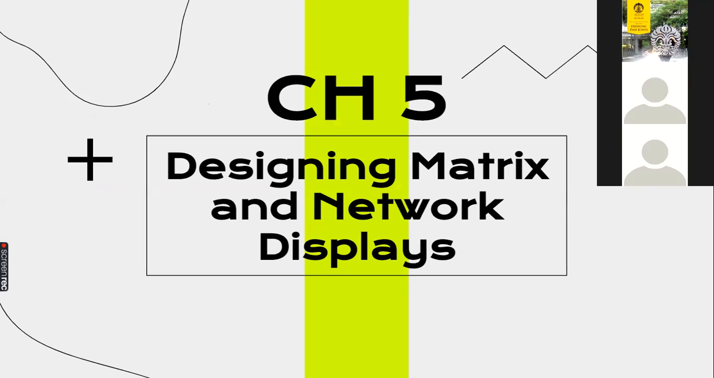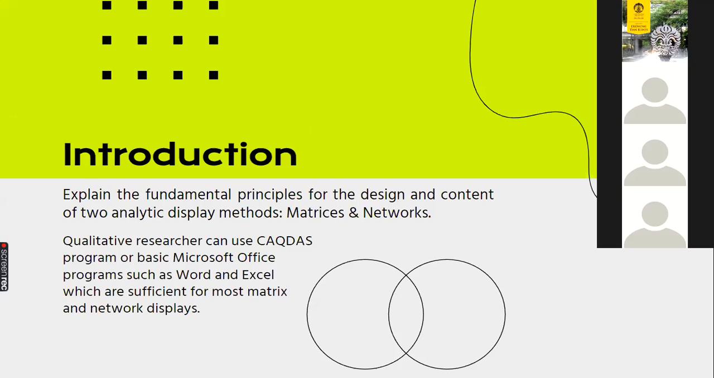Okay, next we have chapter 5, which will cover designing the matrix and network display. Next slide, please. So this chapter explains the fundamental principles for the design and content of two analytic display methods, which have already been mentioned by my friend, the matrix and the network. These two methods help summarize the major data and findings from a study, to further analyze or to represent and present the conclusion easier and more effectively.